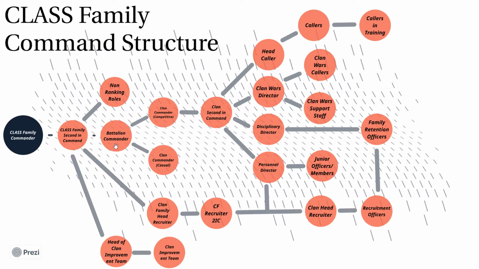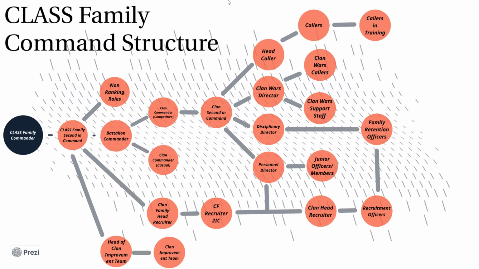battalion commander role. Now the battalion commander, once both of these clans are fully formed, is there to support the competitive and the casual clan leaders, helping them out, making sure that whatever they need done gets done, as well as ensuring that leadership is doing what they're supposed to be doing. So clan commanders in general are just leaders of the clan.